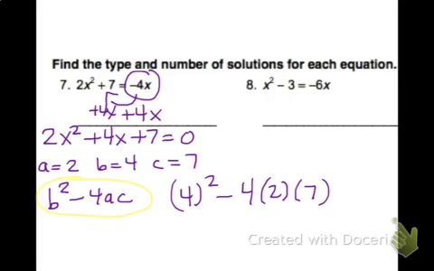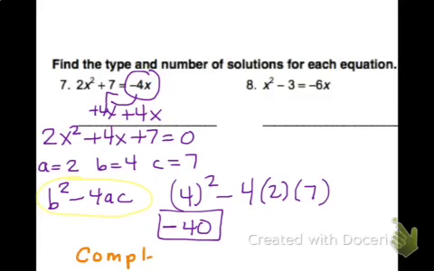When you get that, you get your discriminant is equal to -40. Since your discriminant is negative, that means that you will have two solutions. Well, it says the type first, so I'll say the type. They will be complex because you can't have the square root of a negative. So when your discriminant is negative, just like it says in your notes, it will be complex.